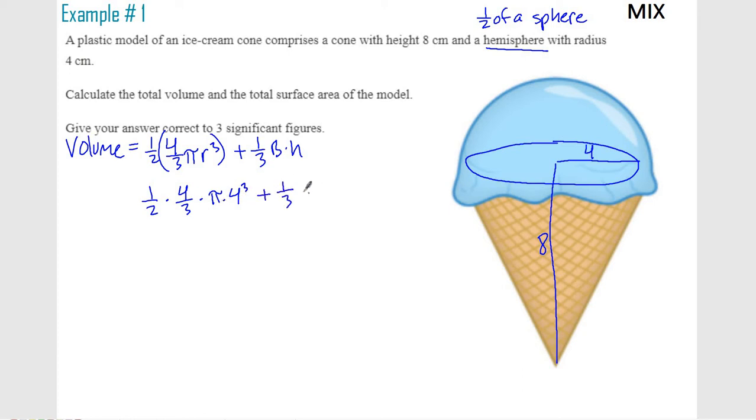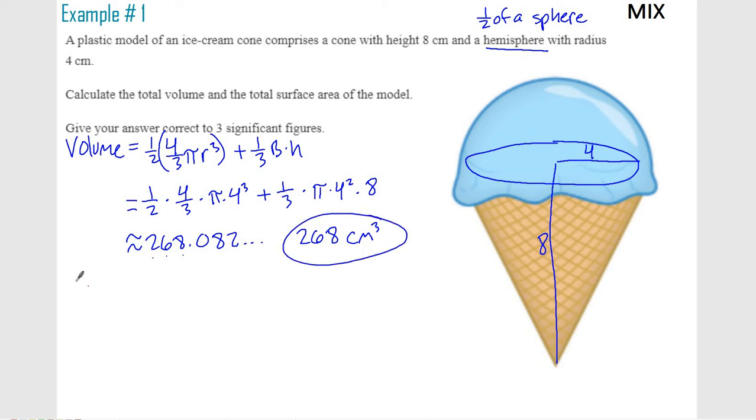Plus 1/3 times the area of the base. The base is a circle, so pi r squared, so pi 4 squared, times the height, which is 8. All right, we plug all that into our calculator, and that was exact. This is roughly 268.082... Okay, so we want it to 3 significant figures, so 268. So around there, we get 268 cubic centimeters.